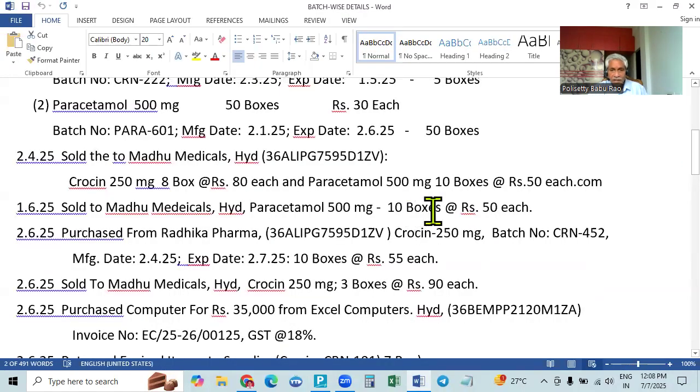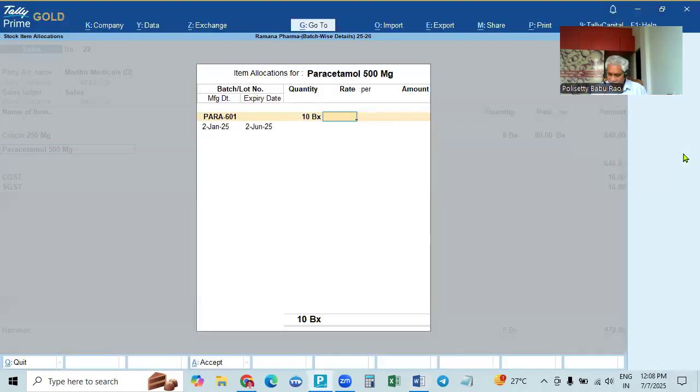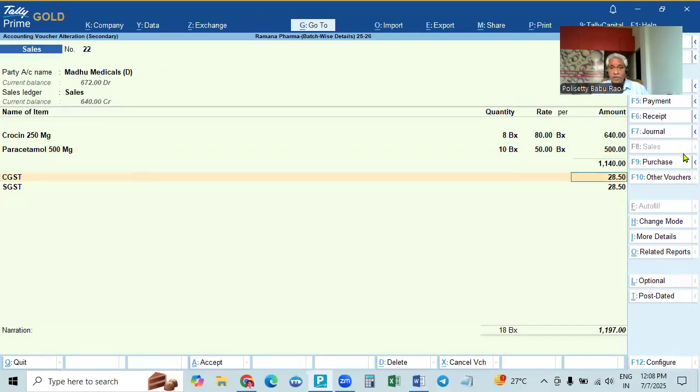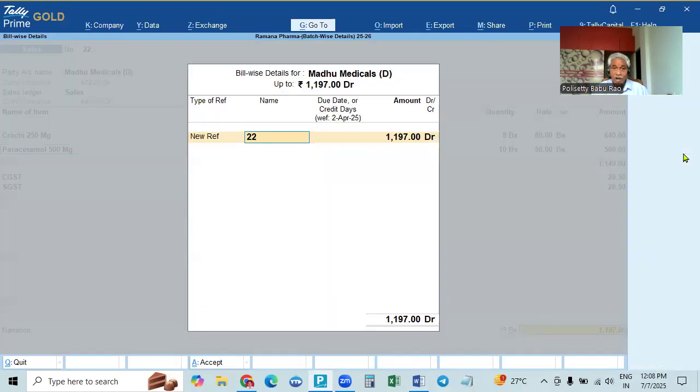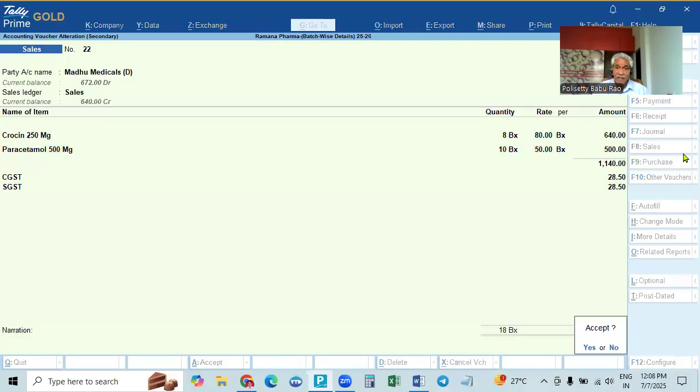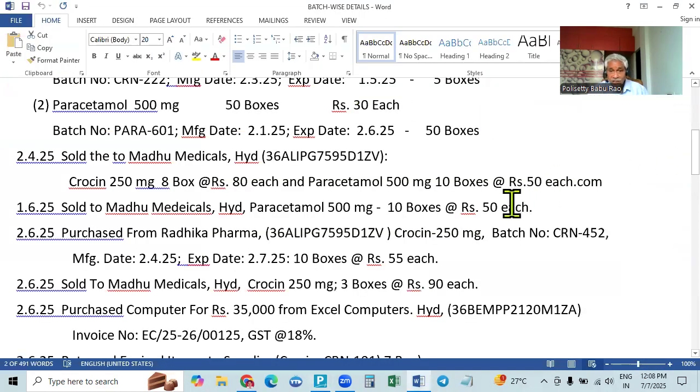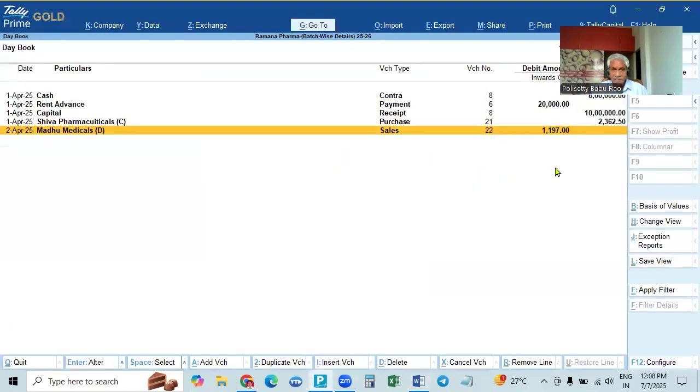We sold paracetamol 10 boxes. See, 10 boxes at 50 rupees each. 10 boxes at 50 rupees is only one. So now for both we have to charge the GST. Now this paracetamol is available only, see here, out of 50 minus 10, only 40 boxes available.